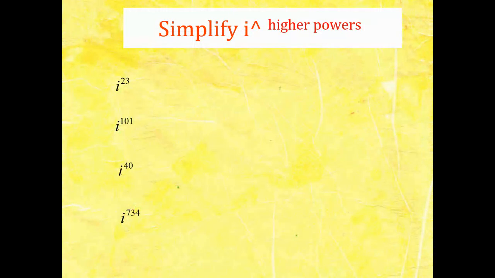So knowing that, simplify i to higher powers, right? So maybe this is a good time for you to pause the video and try these on your own, without a calculator. Oh, didn't I just do this one? 23 divided by 4. It's going to go in how many times? 5 times with a remainder of 3. So this is equivalent to i to the third power, which means that it's i times i times i, which means that I have a -i.